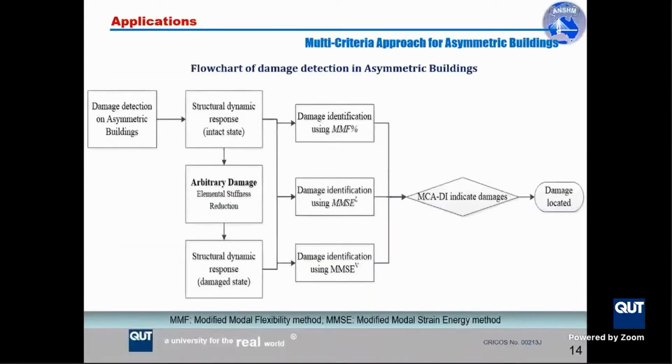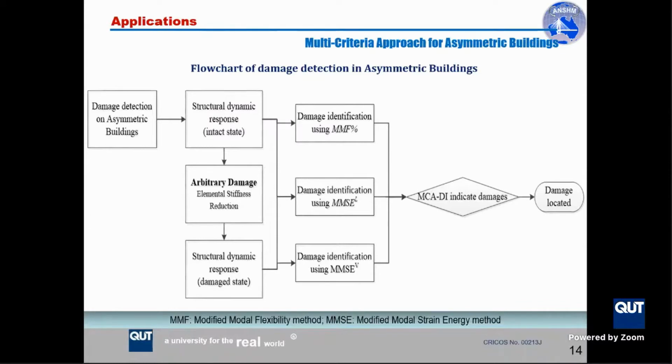Another development is the multi-criteria approach for asymmetric buildings. An asymmetric building can be defined as a building with eccentricity in either geometry or the mass parameter of the structure. Such buildings exhibit complex vibration, such as a coupling between the lateral and torsional components of vibration. And because of this complexity, single criteria approaches may not work.